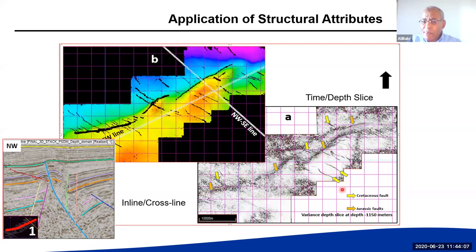When I go do my mapping, I have to follow this. So this is a trend of faults that has been derived from the variance. I didn't do any interpretation. I just got my data and calculated the variance. And from the variance, I looked at my faults, at the strike of my faults at that level.